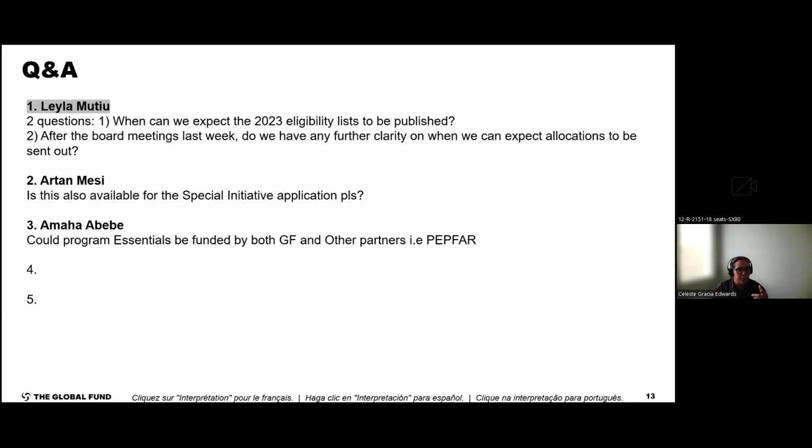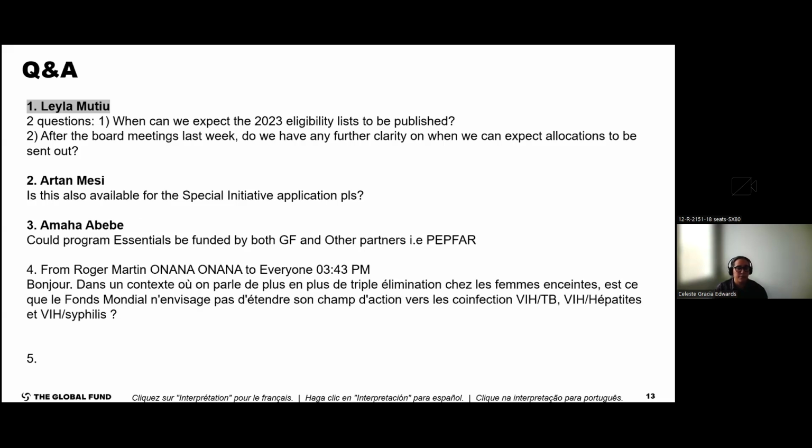I'm seeing the third question from Amaha. Could Program Essentials be funded by both Global Fund and other partners? Yes, definitely. They can be funded via other means, PEPFAR, USAID, or other funders, definitely.